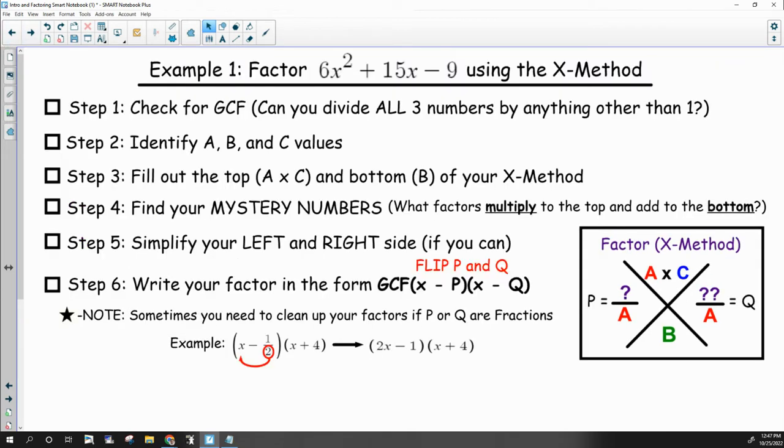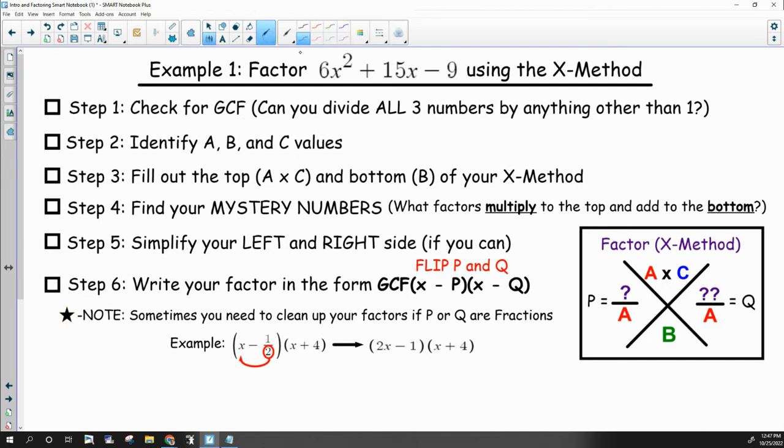Example number 1. We have 6 steps to factoring. It looks like a lot. It's going to feel like a lot. Trust me, everyone in here is going to get so good at it. We need to factor 6x squared plus 15x minus 9 using this x method.